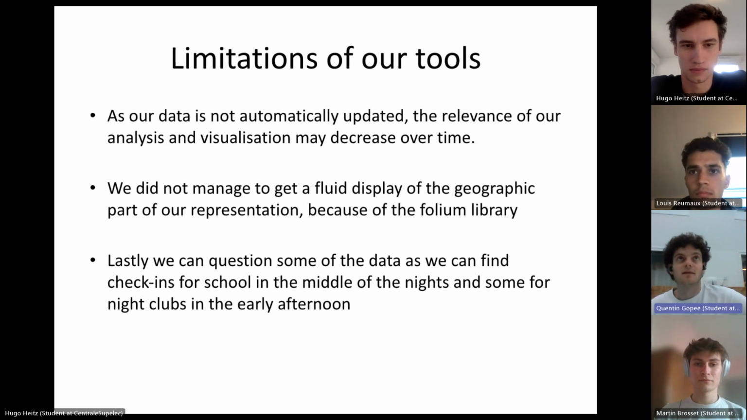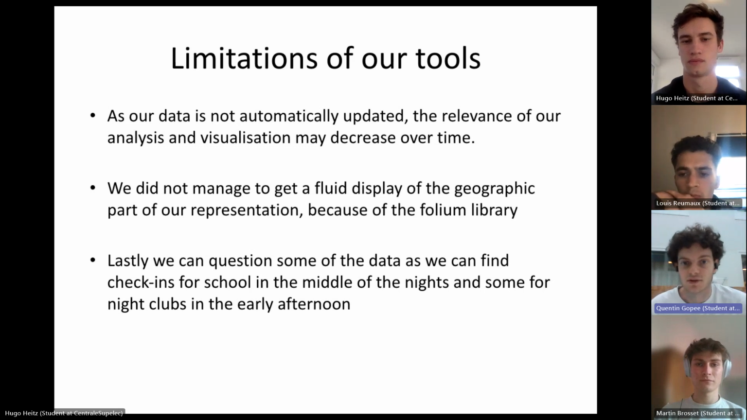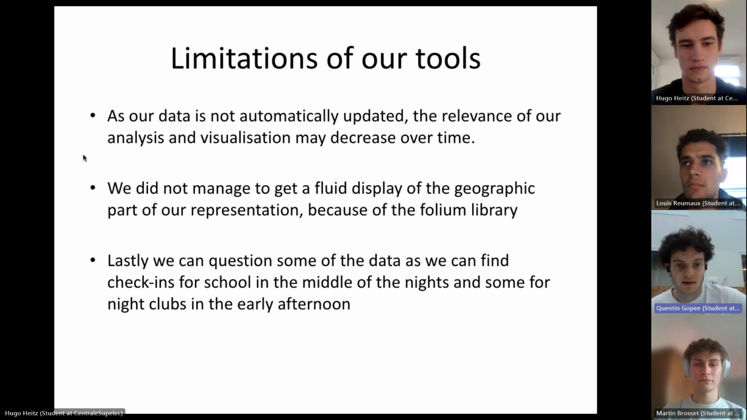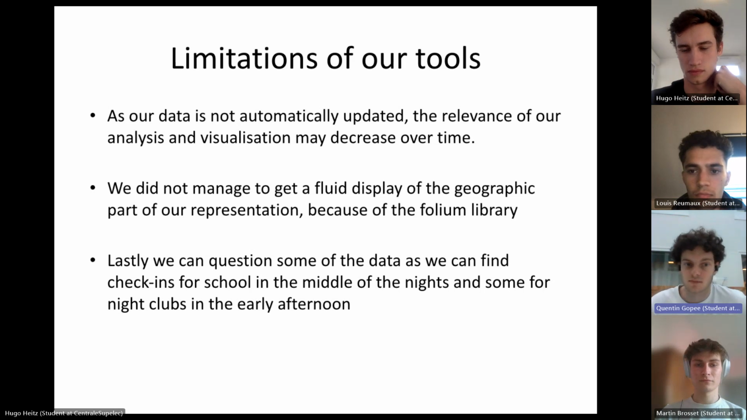There is also the issue about updating this data. Right now, it's just a data frame that we downloaded, and it's not updated. So maybe in 2 or 3 years, it would be clearly outdated. And the last thing is there are some strange things happening, some outliers, like check-ins in the middle of the day for nightclubs or in the middle of the night for schools. So maybe we could have removed those outliers.